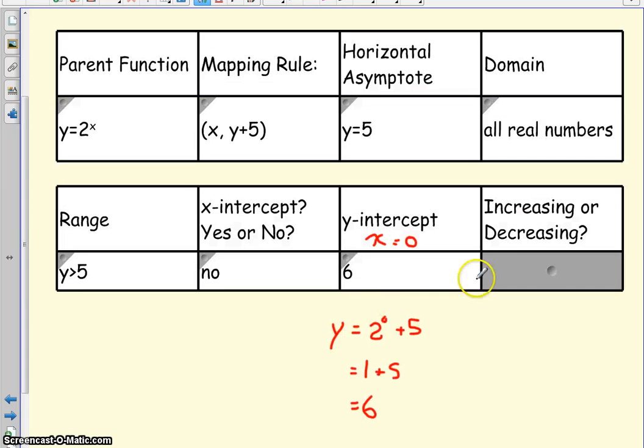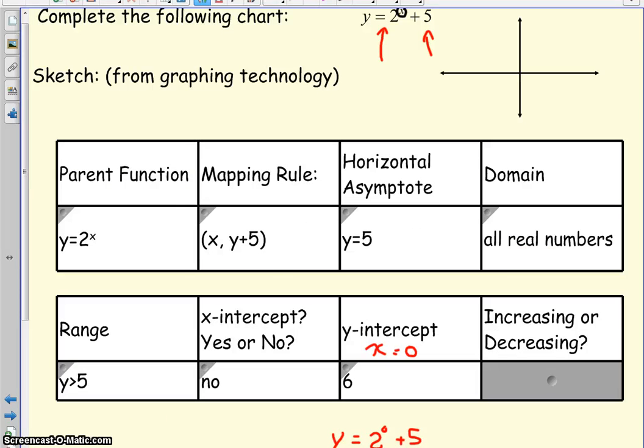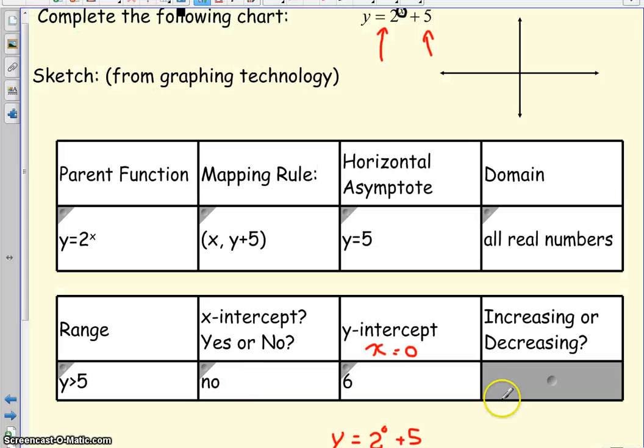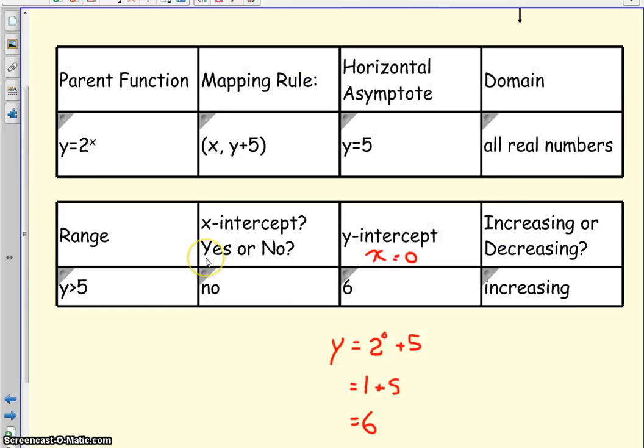Last but not least, is it increasing or decreasing? You can see very easily from the graph that it is in fact increasing from left to right. So we can say this one is increasing. We're going to look later at how to create a sketch, putting everything together from the equation to make a quick little sketch, so you can see a lot of this without actually having to have Desmos. You'll be able to do it by hand.